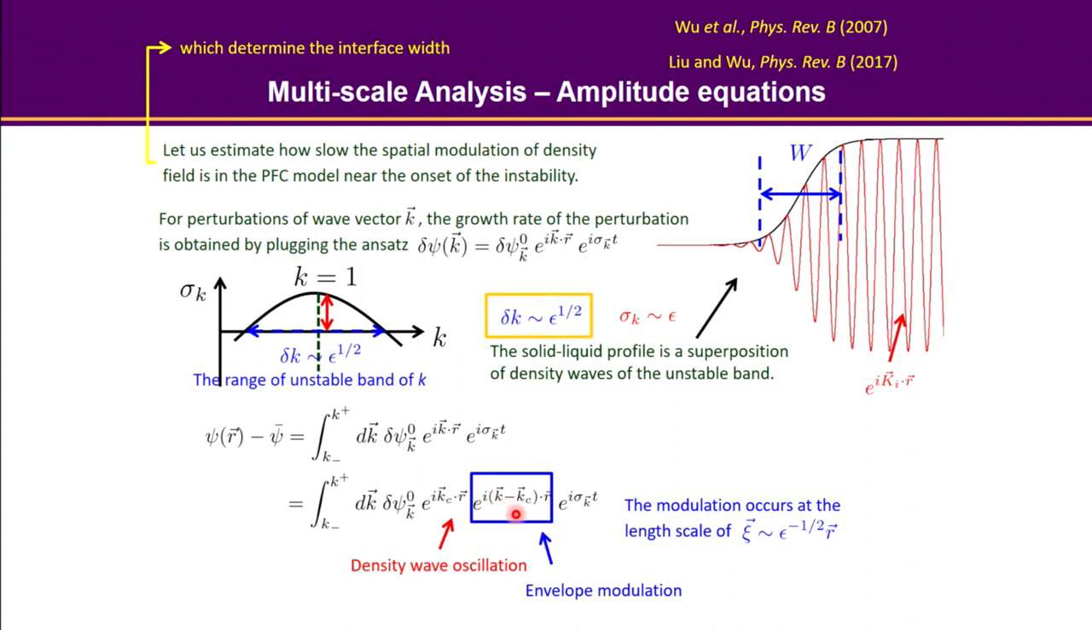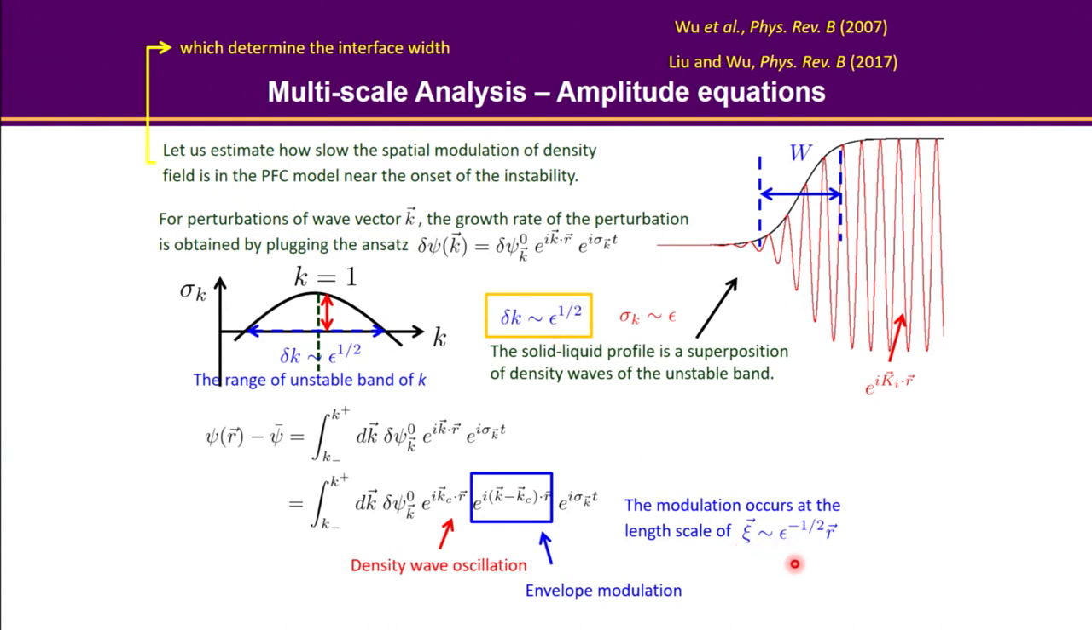But since k minus kc roughly only has the order of square root of epsilon, any spatial modulation occurs at the length scale of 1 over square root of epsilon times r, right? Because this term, delta k, the wave number, has this order, then the length scale will be 2 pi over that, right? So it's always an inverse relation.